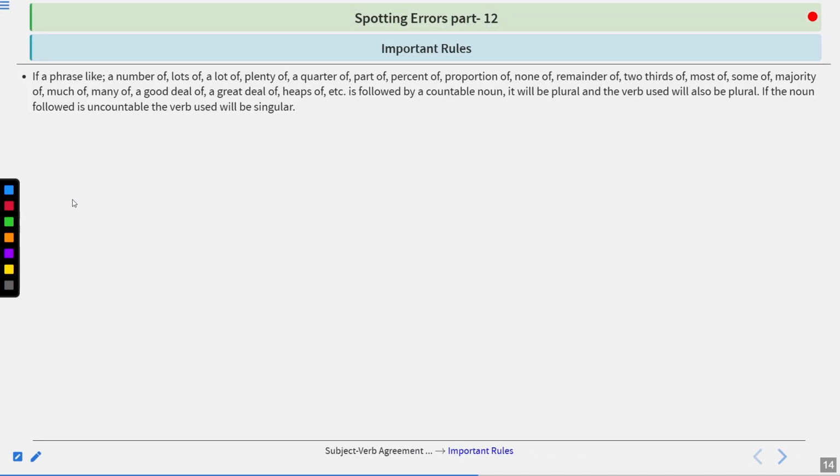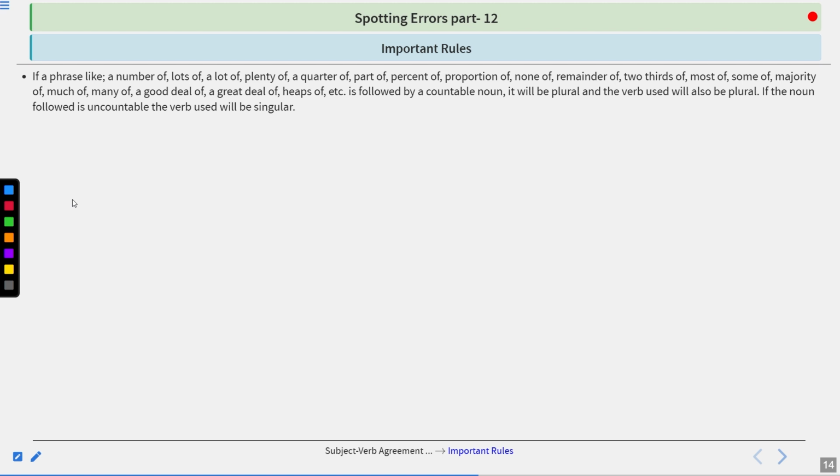Important rules. If a phrase like a number of, lots of, a lot of, plenty of, a quarter of, part of, percent of, proportion of, none of, remainder of, two-thirds of, most of, some of, majority of, much of, many of, a good deal of, a great deal of, heaps of is followed by a countable noun, it will be plural, and the verb used will also be plural. If the noun that follows is uncountable, the verb used will be singular.